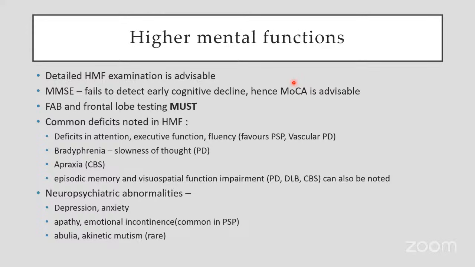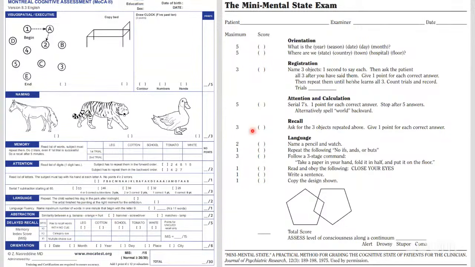And in PD, bradyphrenia, meaning slowness of thought itself, will be there. And for CBS, mostly we'll be seeing apraxia. Visual function impairment is most commonly seen in DLB and CBS, and in PD we can also see episodic memory impairment. Neuropsychiatric abnormalities most commonly seen in PSP are emotional incontinence and apathy. Depression and anxiety are also seen in other conditions. So this is the assessment for the MoCA and Mini-Mental State Examination.